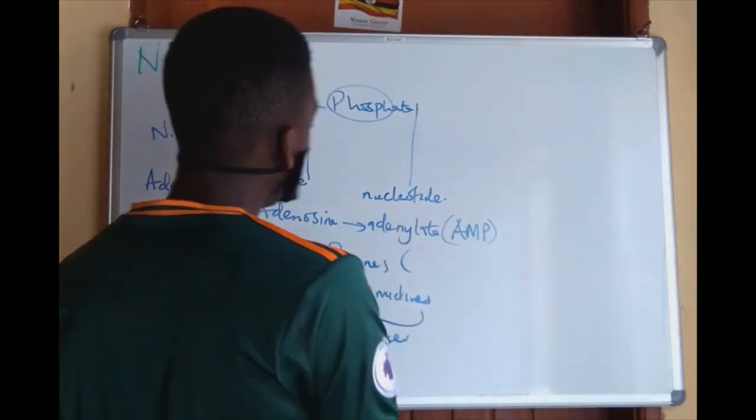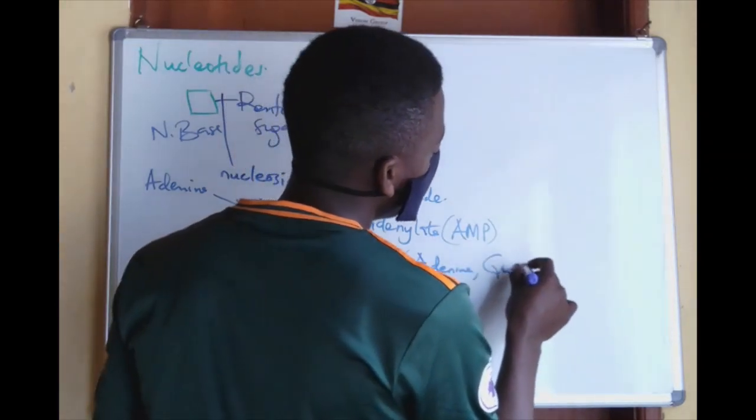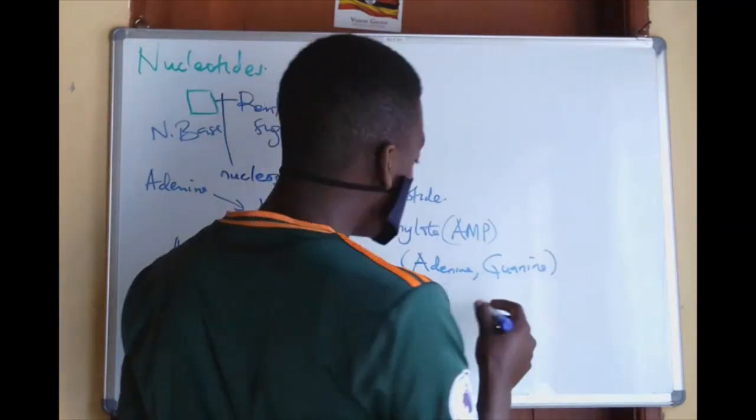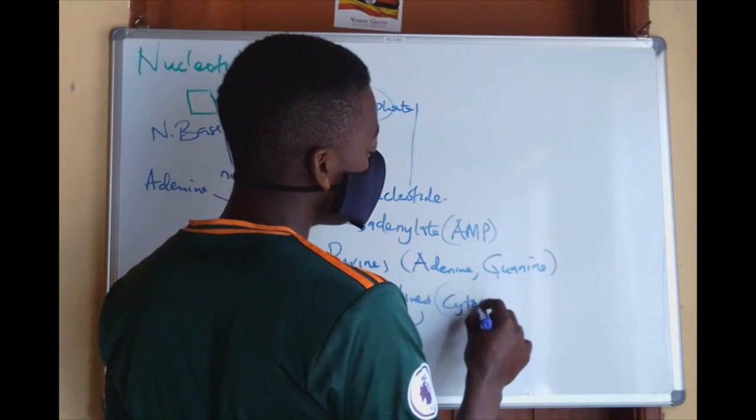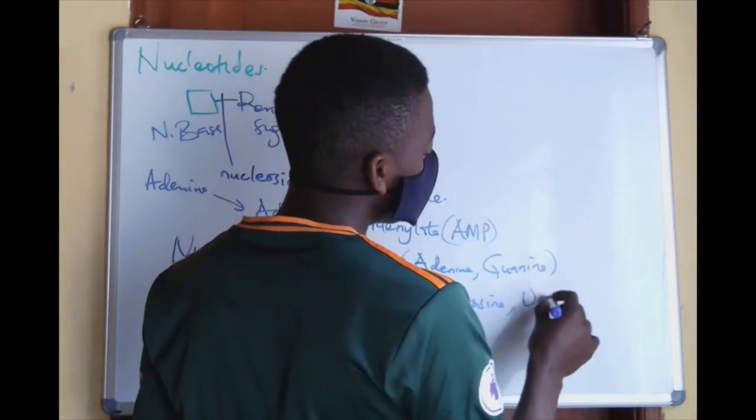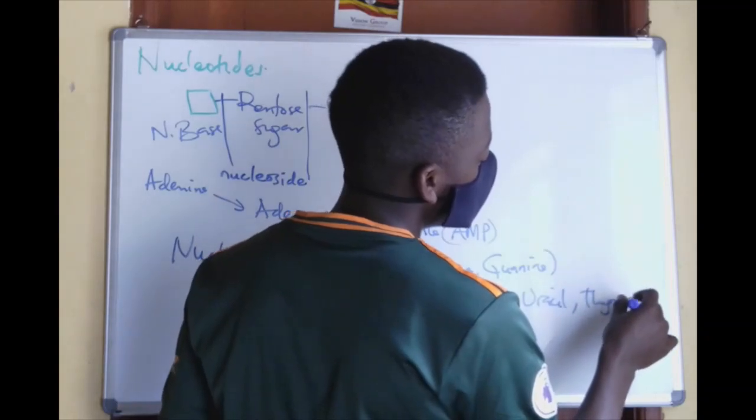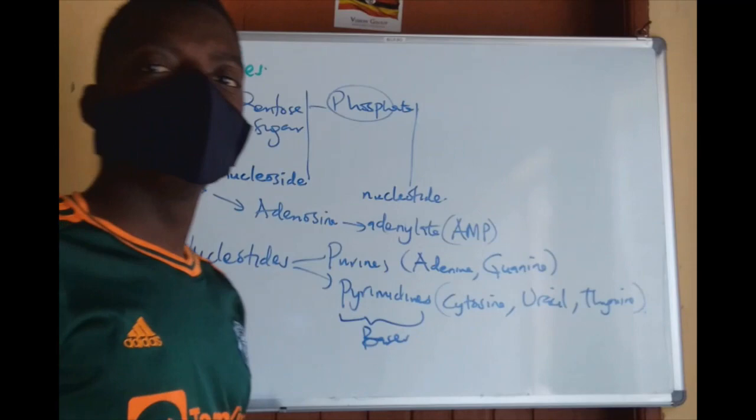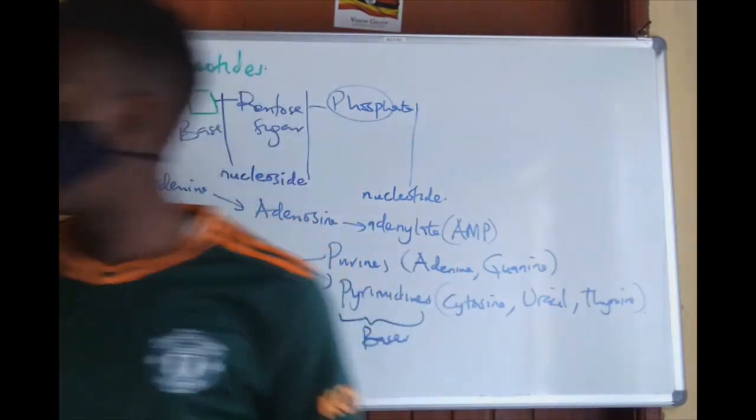The purine nucleotides will be made from adenine and from guanine. The pyrimidines will be made from cytosine, uracil, and thymine. That is the introduction of nucleotides I can talk about. Yes, let's continue.